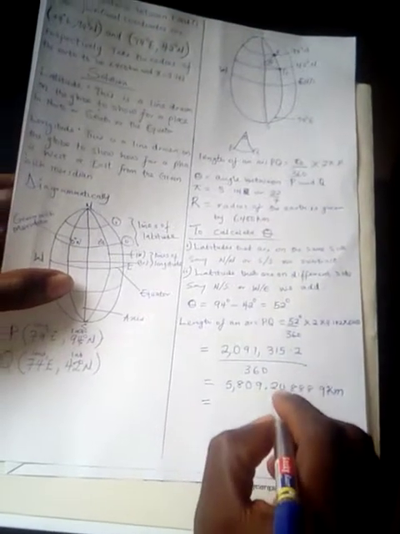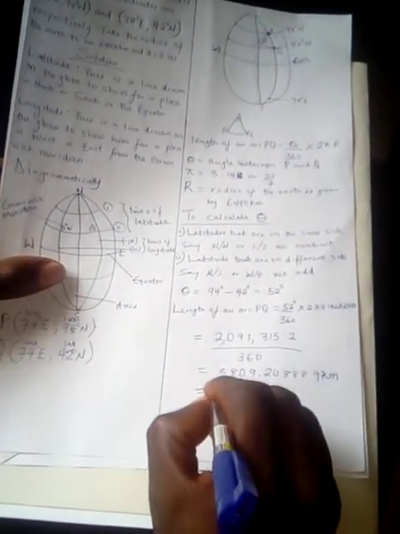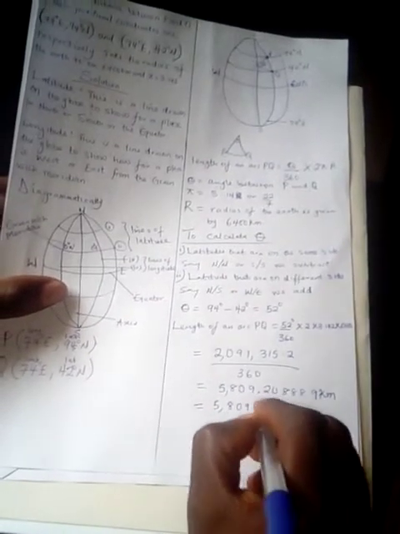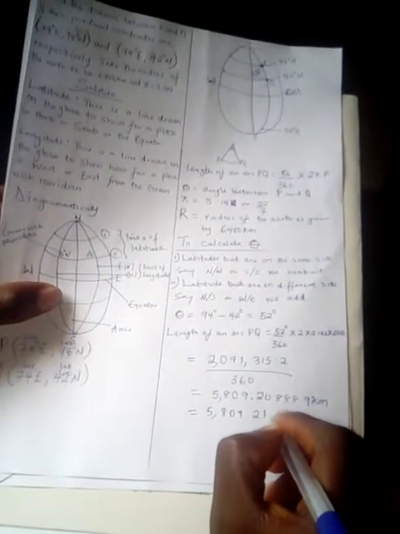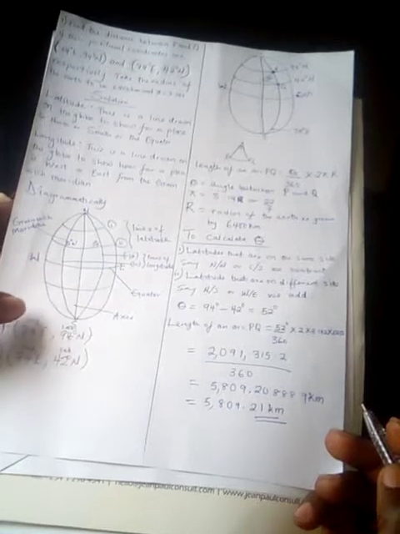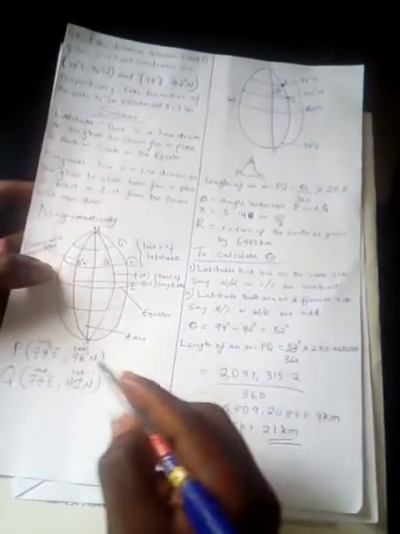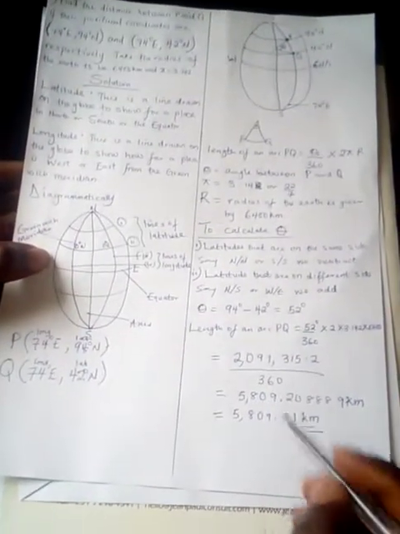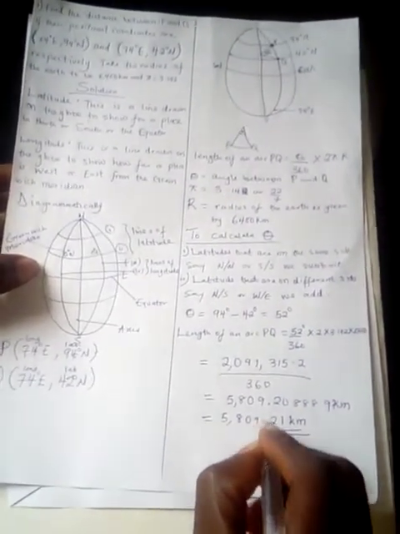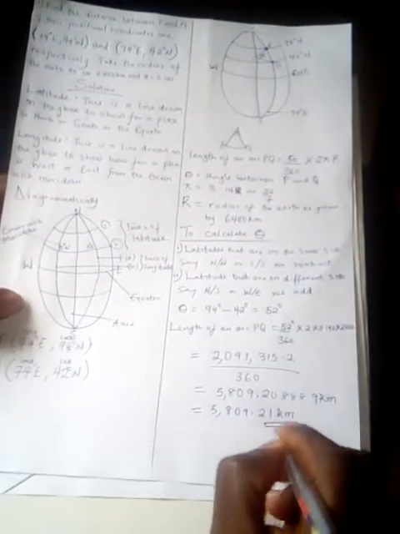Now, in kilometers, I can round this off to two decimal places, that is 5809.21 kilometers. So the distance between P and Q for the 2 points is 5809.21 kilometers. So this is my final answer.